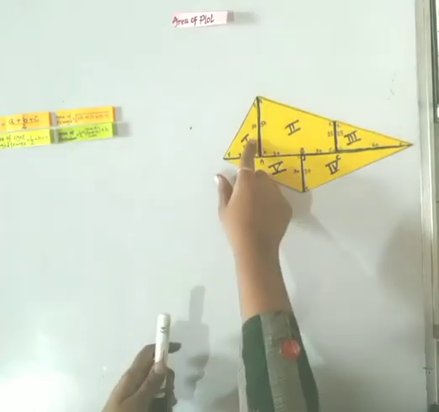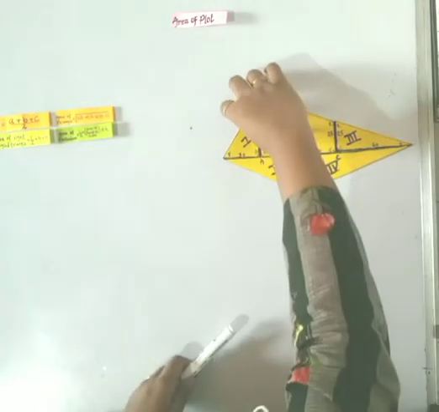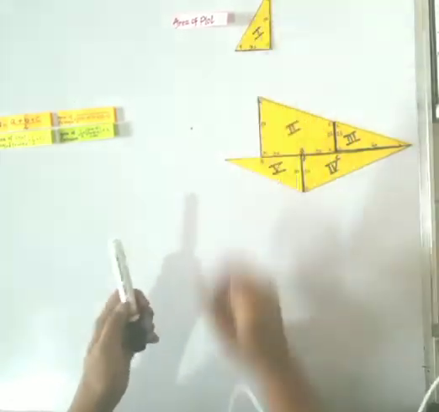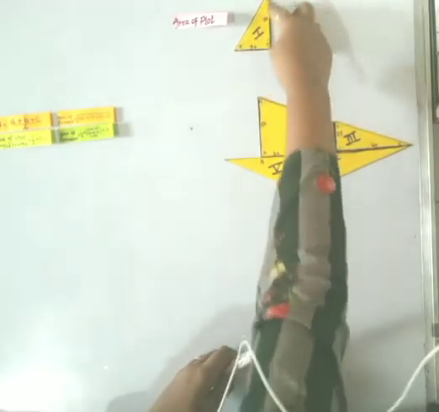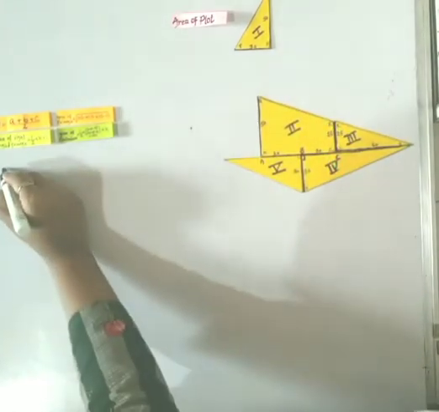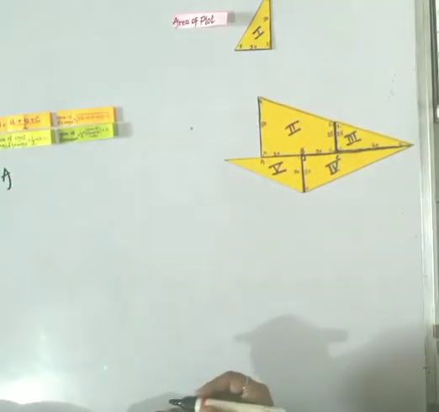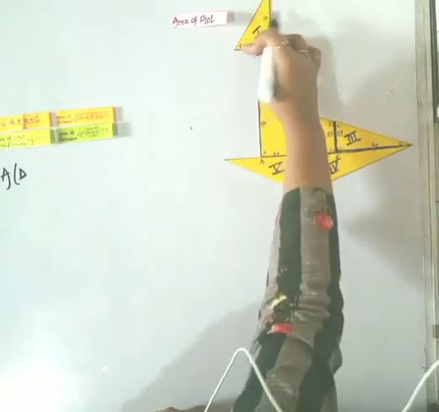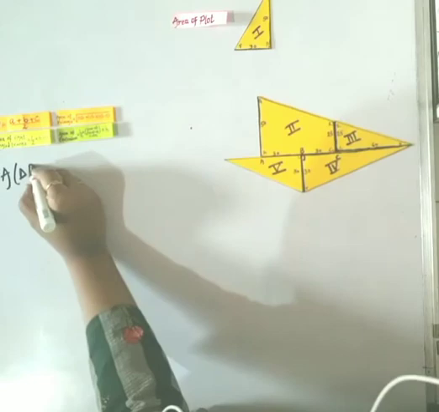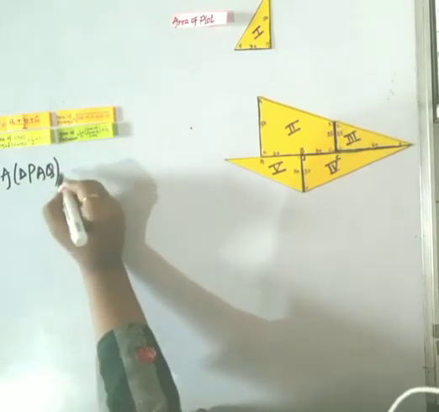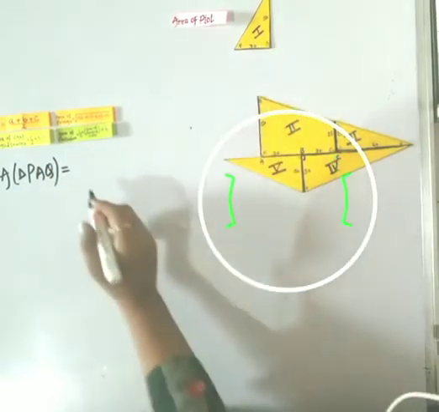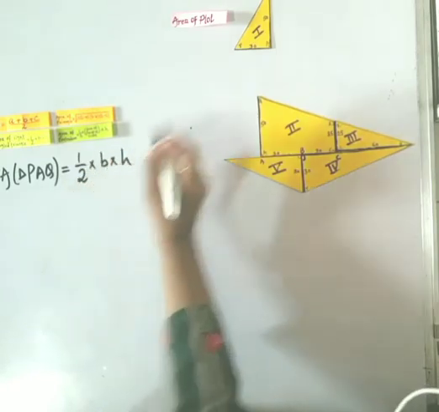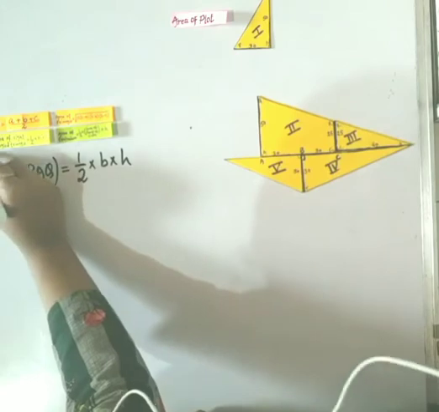Okay, so I'll start with the first part. This is my first part. The name of this part is PQA. So I will first find the area of triangle PAQ. As it is a right angle triangle, I will use the formula 1/2 into base into height. I am writing here first part.